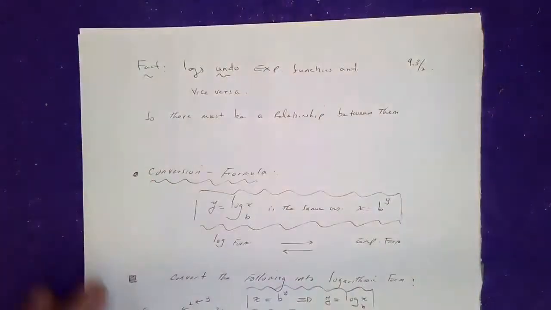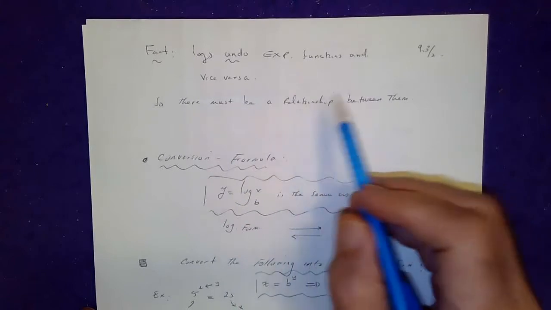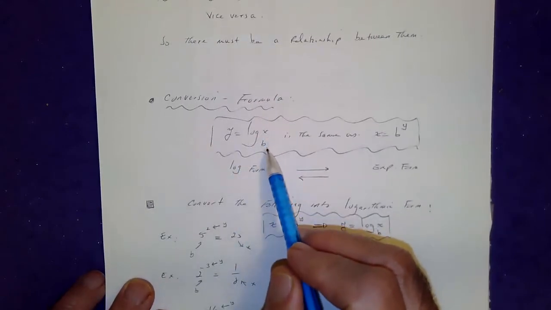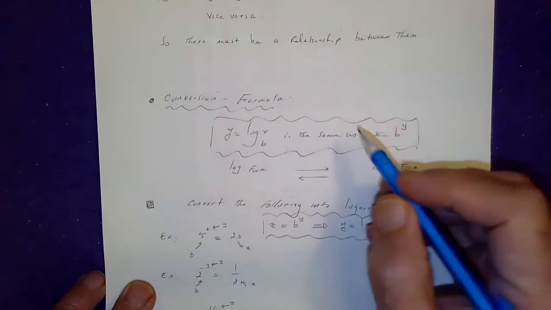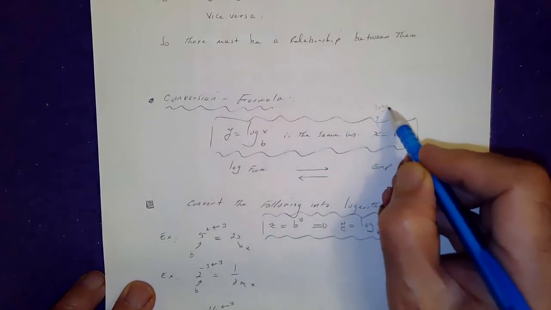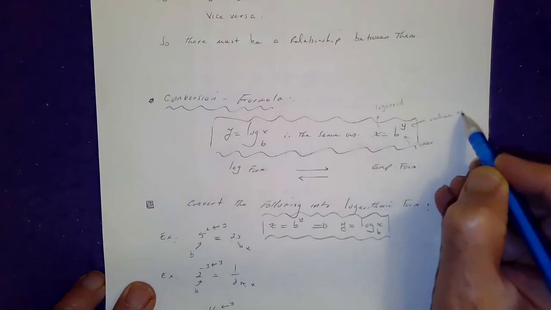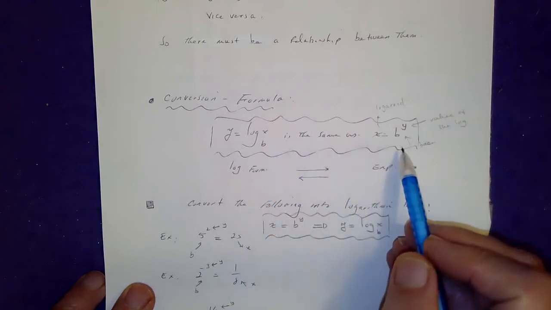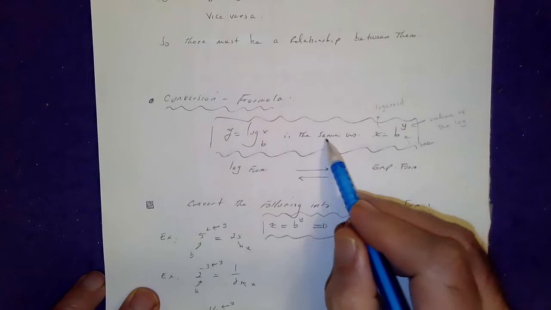So basically the bottom line is what? Logs undo exponential functions and vice versa. So there must be a relationship between the exponential function and the logarithmic function. So here's the conversion formula. When we say y is equal to log of x base b, that's exactly the same as x equals b to the power of y, meaning the logarithmand is equal to the base to the power of the value of the log. So these are identical, and you can go back and forth between these two forms. This one is called log form or logarithmic form. This is called exponential form, and they are equal.